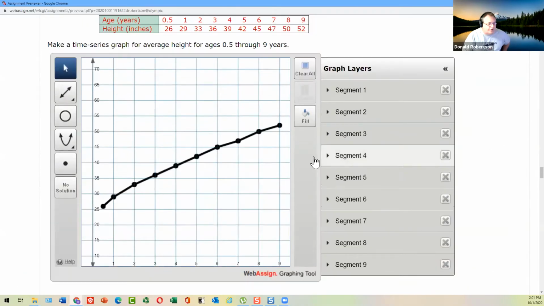It is very fussy. If just one of those dots was an 8.5 and it should have been an 8 or something like that, it would just tell you you're wrong. So it is a bit messy. But that's how you do a time series on this.